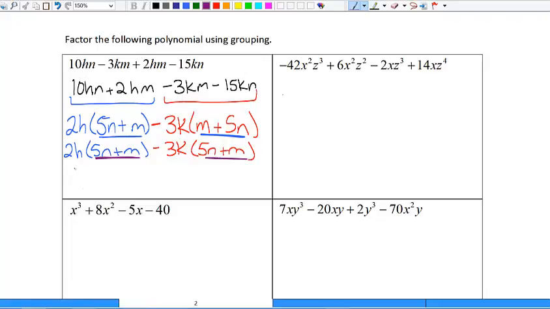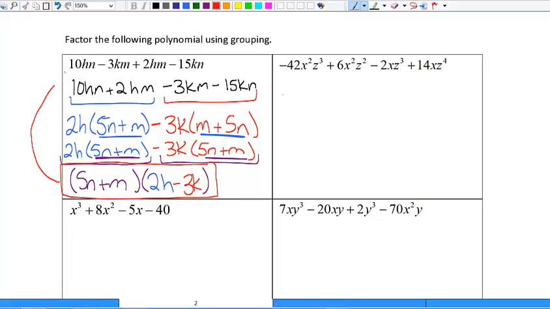So my next step will be to factor out 5N plus M. When I factor that out of both of the terms, there was one long term here and one long term here, what do I have left? Well, I have left 2H on the first term, and on the second term I'm left with minus 3K. This is the factorization of my original polynomial. If you have room to work it out on your paper, you can distribute this polynomial and truly make sure that it distributes out to the original problem.